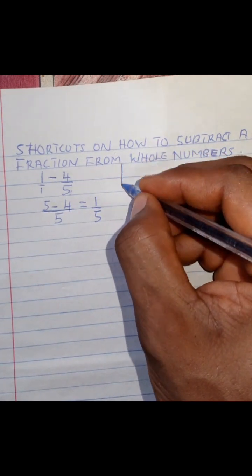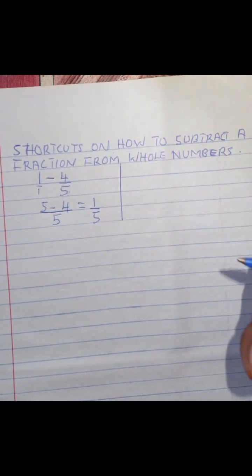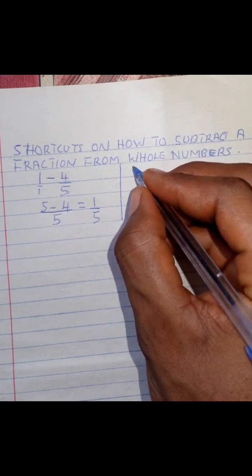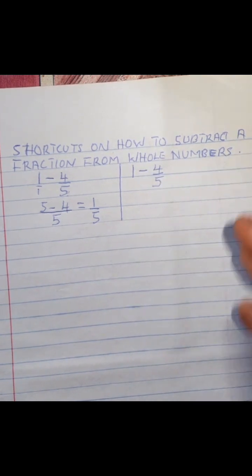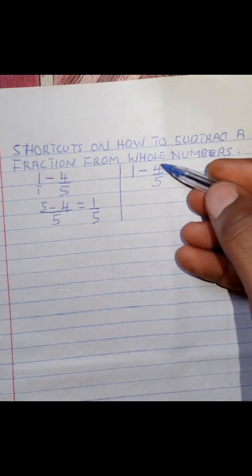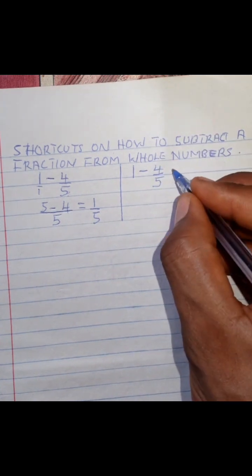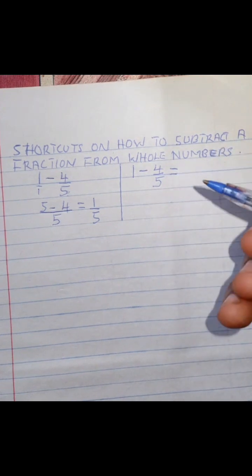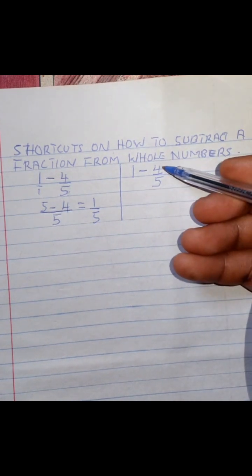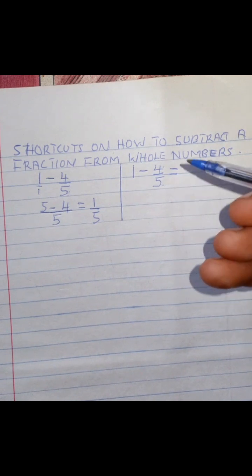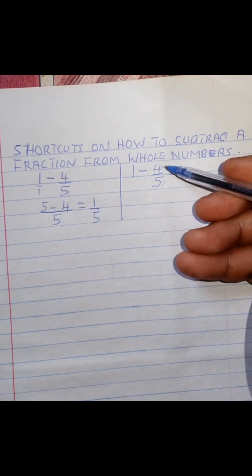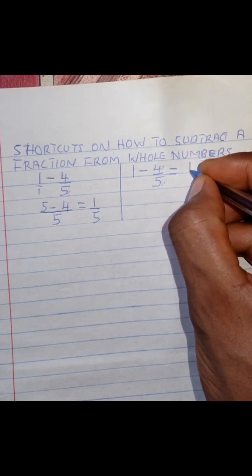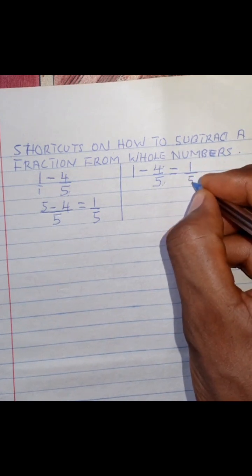But actually, there is a shortcut for it. The shortcut is that so far as I am subtracting a fraction from 1, so 1 minus 4 out of 5, the whole thing is 1, and I'm taking this fraction, that is 4 out of 5, from it. So what I will do is ask myself, what number will I add to the numerator here to make it the same as the denominator? Now, looking at the numerator, it is 4 and the denominator is 5. So I'll add 1 to 4 to make it 5. So the answer is 1 out of 5.